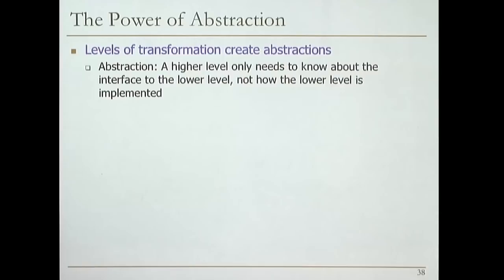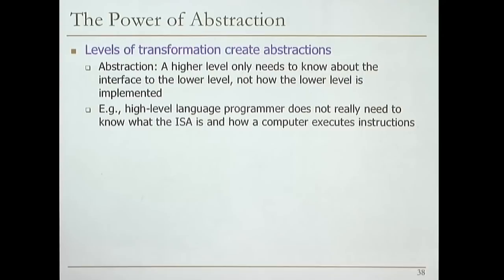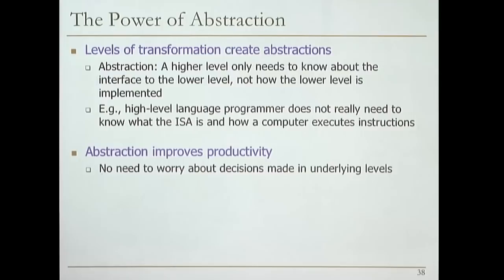This is nice because you can do things without going crazy. You don't need to know everything in the system, right? So I don't need to know, for example, exactly how this device operates to be able to use it in a computing architecture. Now that's good because that enables me to be much more efficient. An abstraction is good because it enables you to be efficient, more productive, with no need to worry about decisions made in underlying levels, because somebody else who is hopefully expert in those levels makes those decisions.